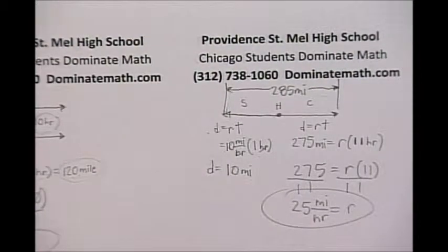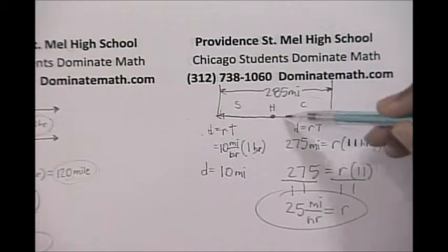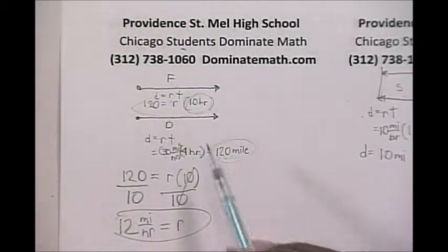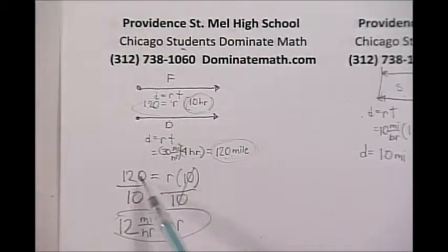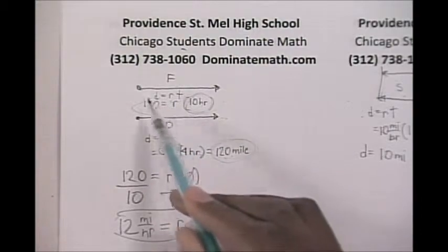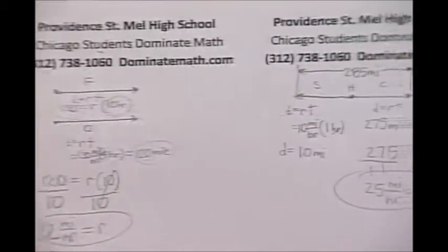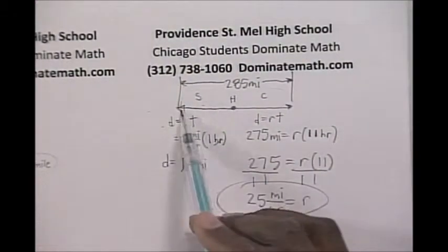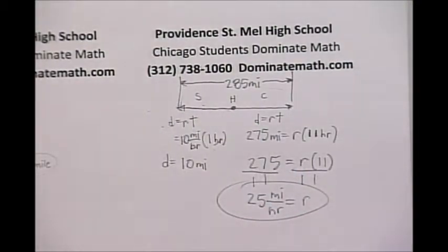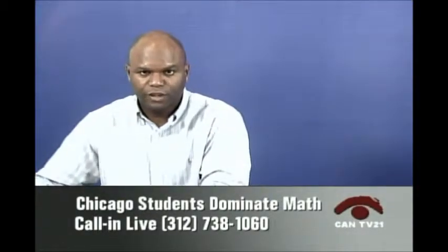So notice the difference between these two problems. Here you're traveling in two different directions. Over here you're traveling in the same direction. You could just set one distance equal to this. This distance was 120, and so is this distance 120. Over on this problem, here the distance was 10 miles, but here the distance was 275. So two different kinds of problems that you'll experience.